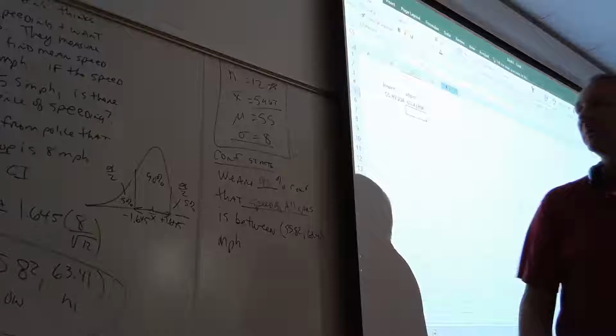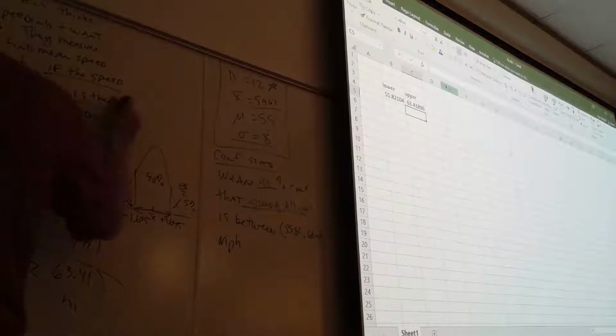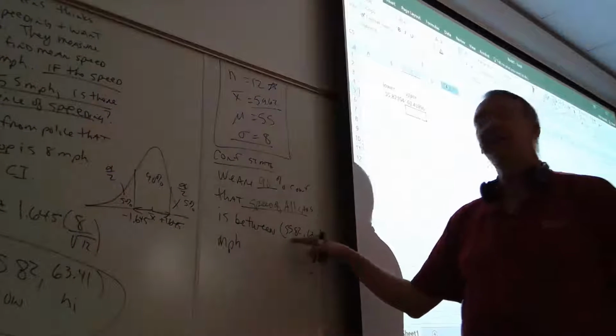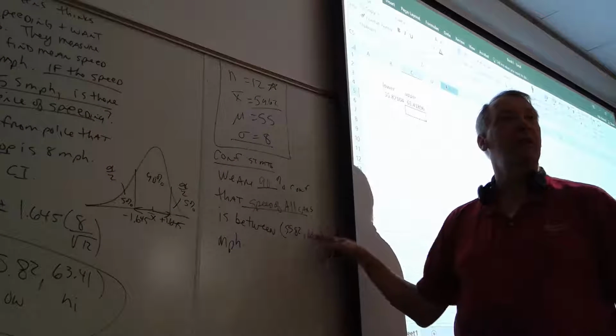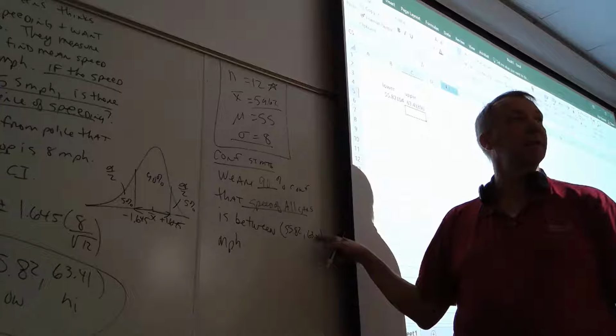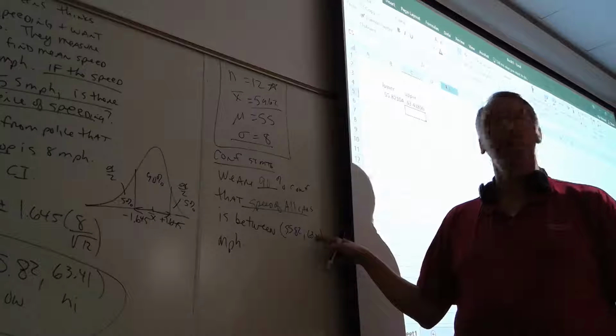Okay, now going back to this question, if the speed limit is 55 miles per hour, is there good evidence of speeding? Yes, because we're 90% confident that they're going above that. Yes, 55 is not in this interval. Okay, does that make sense?